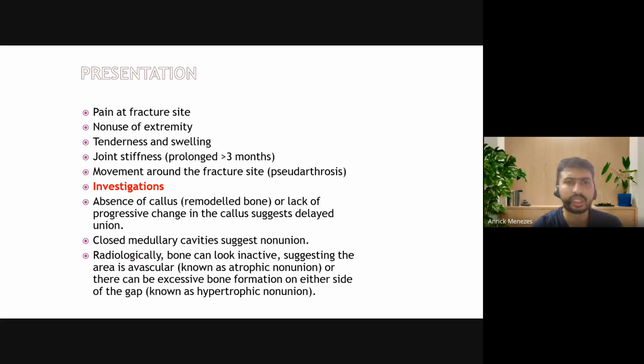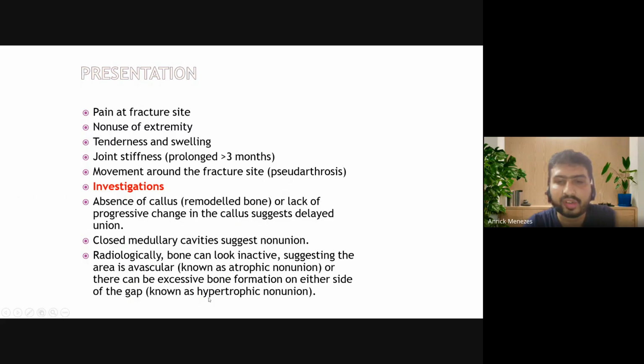So presentation again: pain at the fracture site, non-use of the extremity, tenderness, and movement around the fracture site. Investigation again, we need to focus on the presence or absence of callus, lack of progressive change. It may suggest that there is callus formation, but you are not appreciating any changes, or the fracture line fragments are getting closer. So that has to be seen.